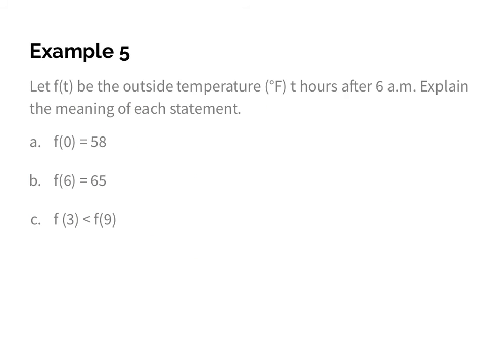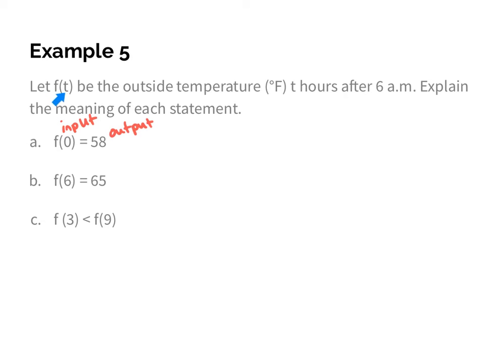All right, next example is just kind of understanding that input-output business. So we're going to look at function notation. In this case, we're going to look at the function of the outside temperature after a certain number of hours after 6 a.m. Okay, and I want to know what is the meaning of each of these statements. So here I have this first one, f of 0 equals 58. So understand that 0 represents my input and 58 represents my output. Okay, so when we look at this f of t, what do you think t stands for?